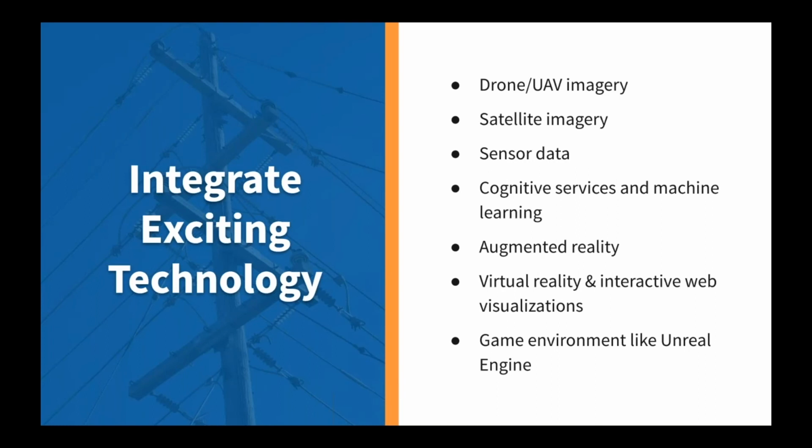You can connect to drone imagery, satellite imagery, or sensor data and incorporate this information with your existing data models. Sensor data can also help you build a smart grid and facilitate network monitoring, management, analytics, and planning. You can also connect to cognitive services to gather intelligence from your data, like natural language processing and computer vision algorithms. You can send data to augmented reality for easy visualization out in the field. You can send it to an interactive web visualization or even send it to a game environment like Unreal Engine so that you can let people explore your infrastructure in the real world, or sorry, in a virtual world.